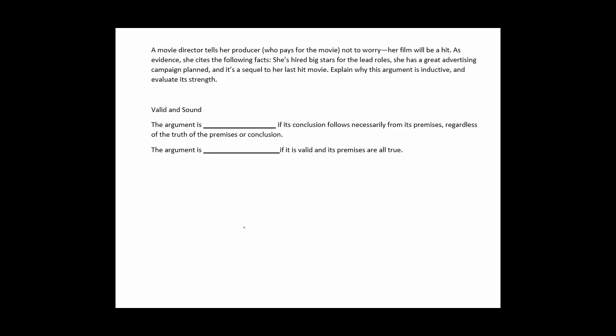All right. As far as deductive arguments, we're going to talk about something called valid and sound. These are related to deductive arguments. We consider an argument valid if the conclusion follows necessarily from its premises, regardless of the truth of the premises or conclusion. So we still get to say something is valid if A implies B, B implies C, C implies D. If we can connect the dots, we consider that to be a valid argument.